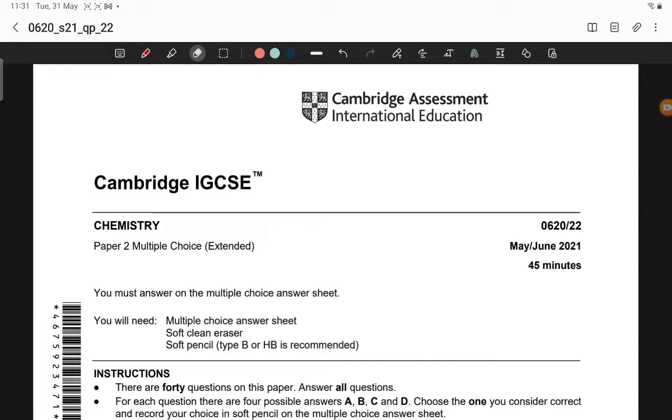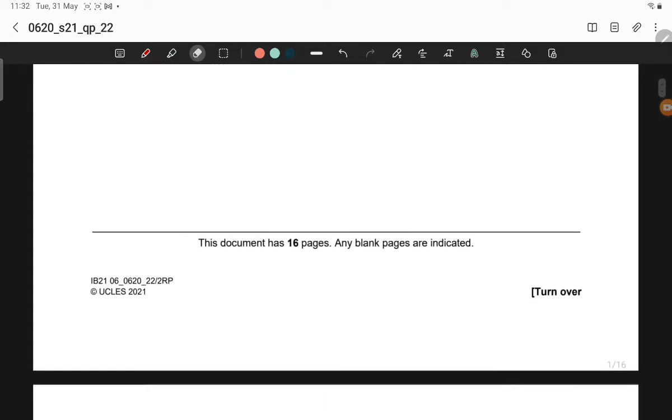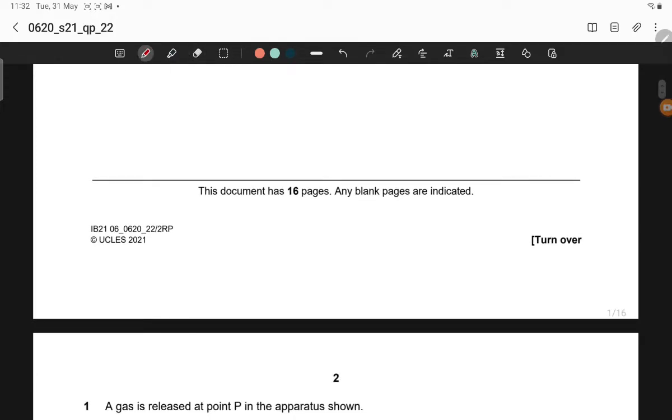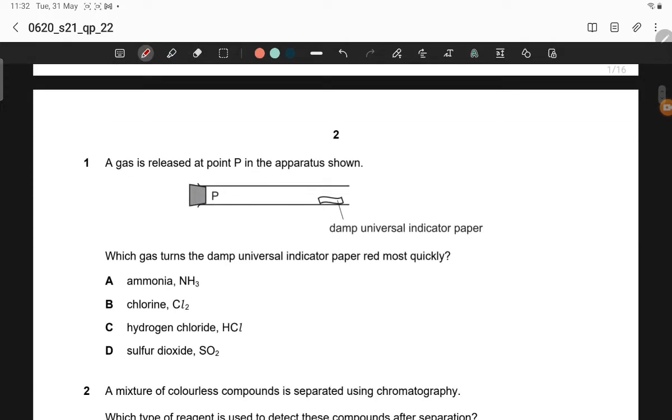Today I will be solving chemistry paper 2 multiple choice questions, extended, from 0620 paper 2, May-June 2021. Let's start. A gas is released at point P in the apparatus shown. Which gas turns damp universal indicator paper red most quickly?